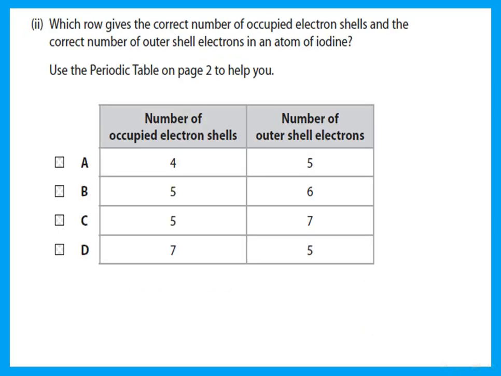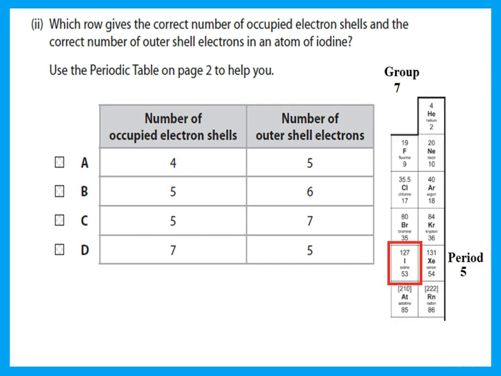Which row gives the correct number of occupied electron shells and the correct number of outer shell electrons in an atom of iodine? So we said iodine, where is iodine? It's in group 7. So if something is in group 7, it should have how many electrons in the outer shell? The number of outer shell electrons is 7, but it is period 5, so the number of occupied electron shells should be 5. Remember, the number of shells is the same as the period. The number of the outer shell electrons is the same as the number of the group.